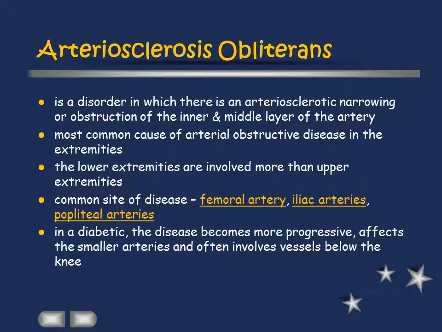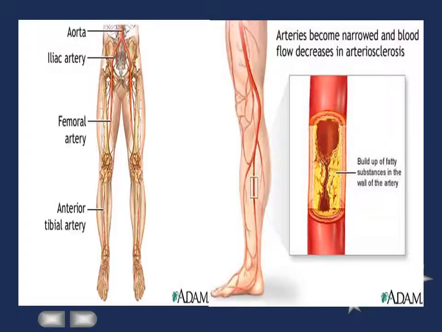Now we start. Arteriosclerosis obliterans is a disorder in which there is an arteriosclerotic narrowing or obstruction of the inner and middle layer of the artery. It is the most common cause of arterial obstructive disease in the extremities. The lower extremities are involved more than the upper extremities. Common sites of disease include the femoral artery, iliac arteries and popliteal arteries. In diabetics, the disease becomes more progressive, affects the smaller arteries and often involves the vessels below the knee.